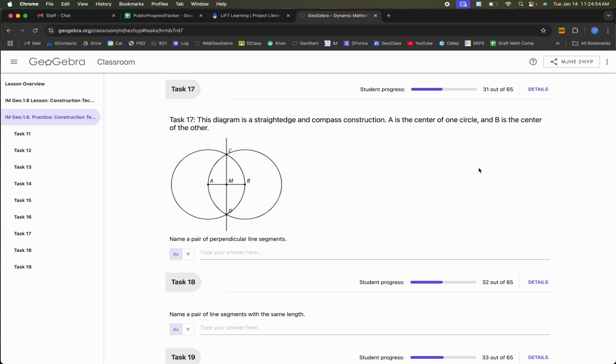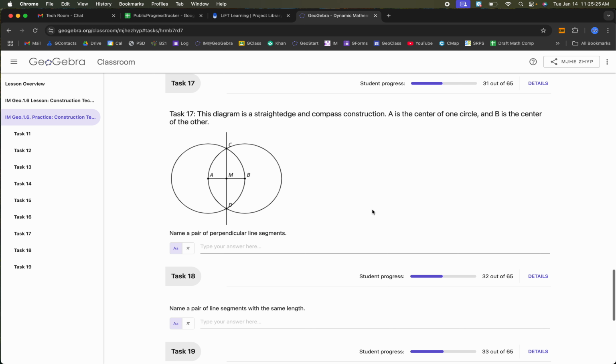Task 17. This diagram is a straight edge and compass construction. A is the center of one circle. There's A, center of this circle. And B is the center of the other. There's the other circle. Name a pair of perpendicular line segments. Remember, perpendicular means meeting at a right angle. And look, segments, line segments, that means you're giving me two letters, right? All right, pause the video, answer the question.